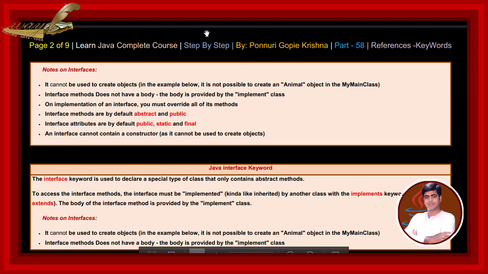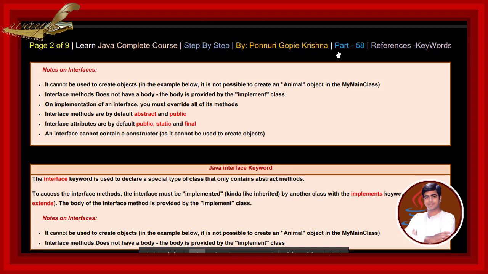Notes on interfaces. It cannot be used to create objects. In the example below, it is not possible to create an animal object in the myMain class. Interface methods do not have a body. The body is provided by the implement class. On implementation of an interface, you must override all of its methods. Interface methods are by default abstract and public. Interface attributes are by default public, static and final. An interface cannot contain a constructor as it cannot be used to create objects.